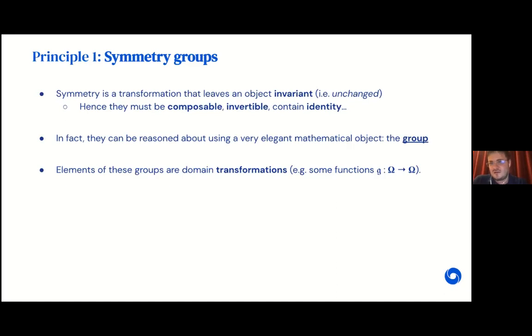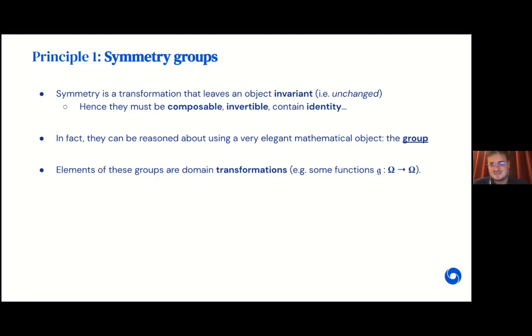So now that we have set up these key building blocks, let's talk about these guiding principles of how we exploit the geometry in data. And one very important concept here is the concept of a symmetry. A symmetry is a transformation that takes domain elements to different domain elements, and it leaves the underlying object invariant. We assume it doesn't change the object.